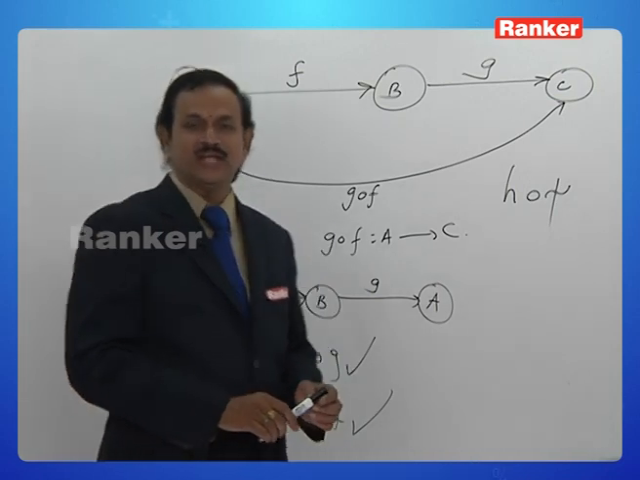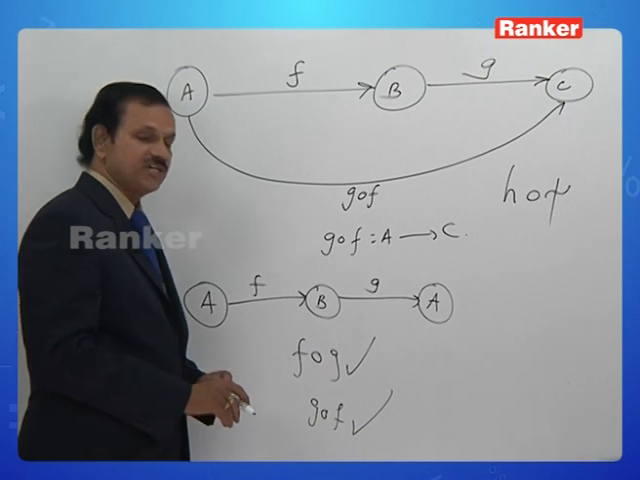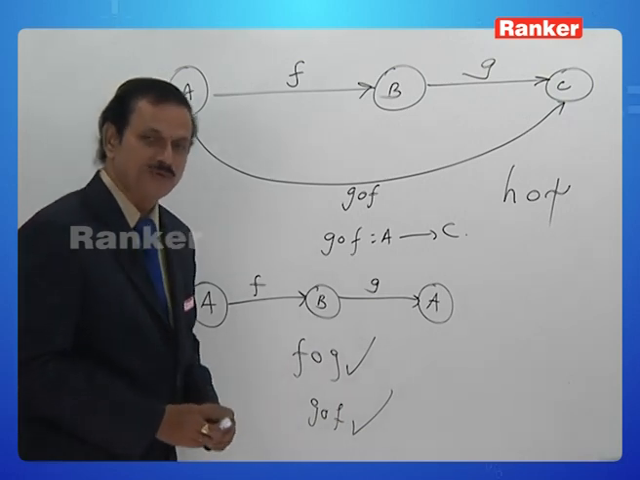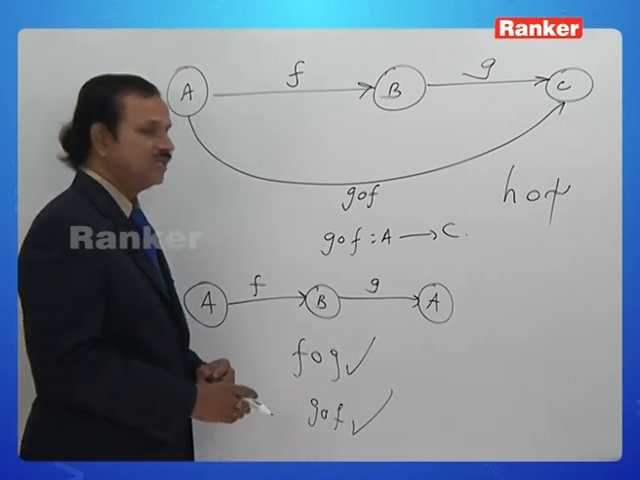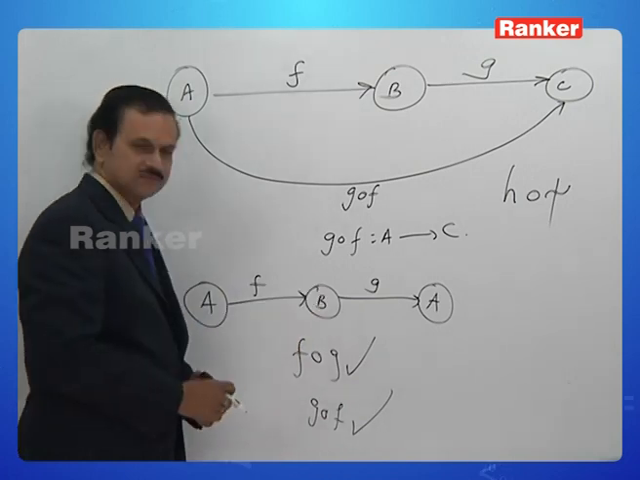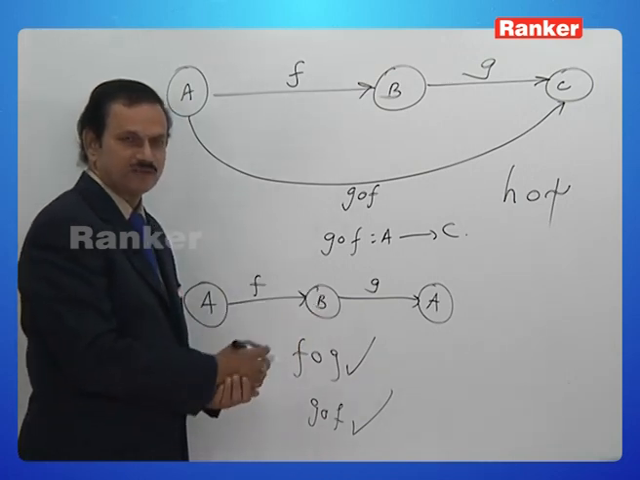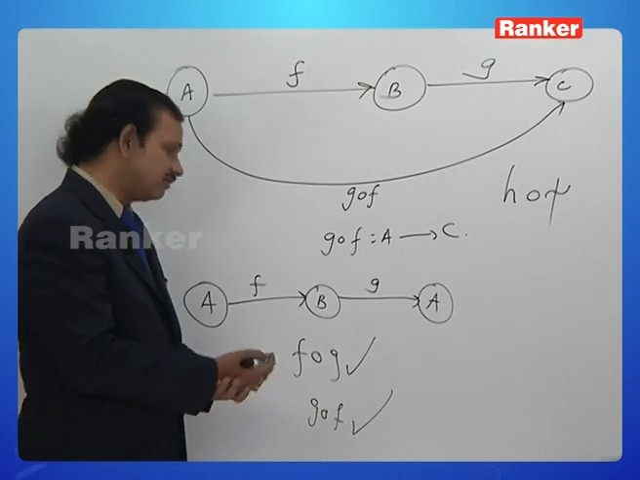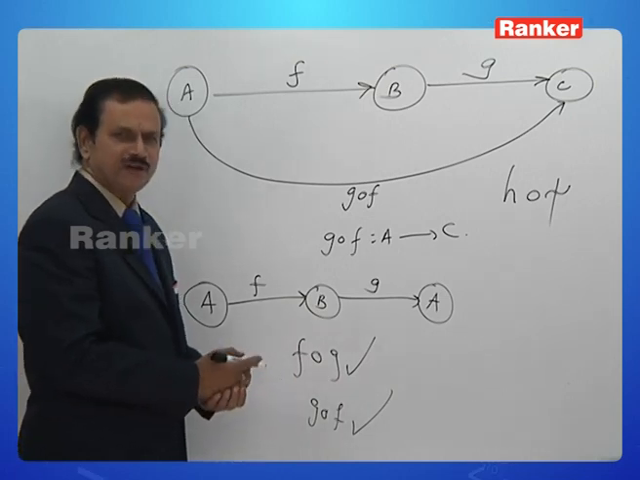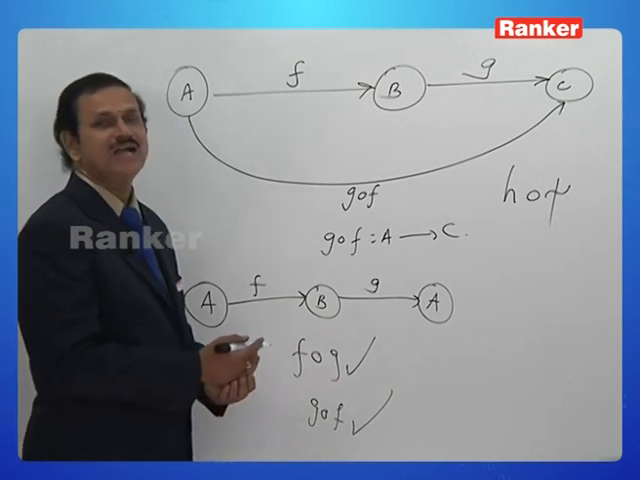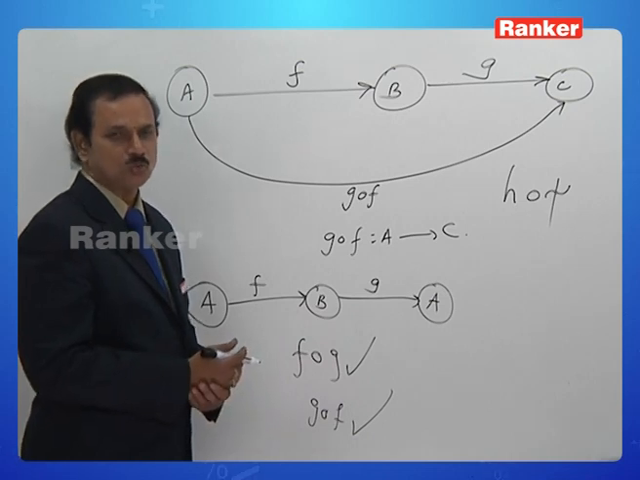So, theoretically, for f circle g and g circle f both to be defined, we must have a situation like this. One is from A to B, another is from B to A itself. In that case, we definitely can define both f circle g and g circle f.